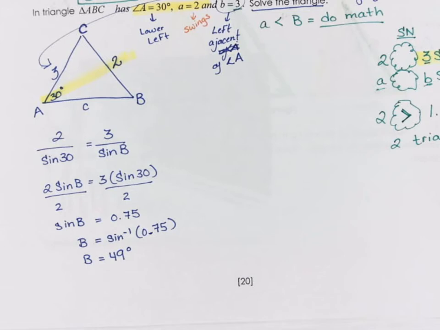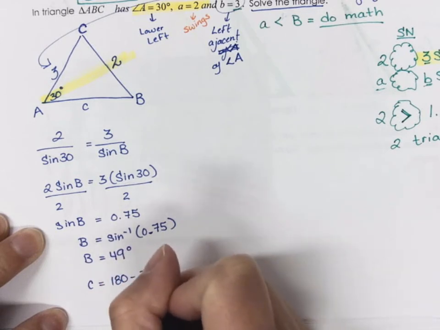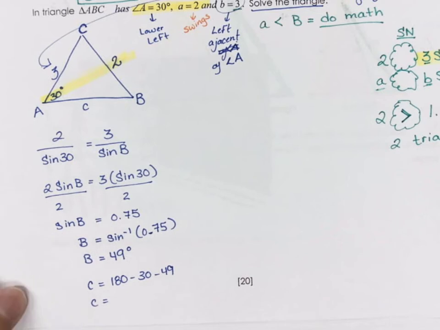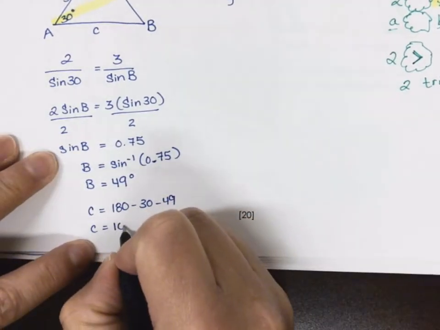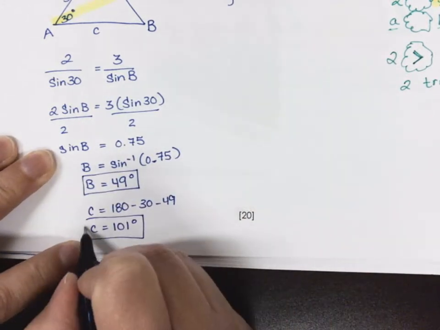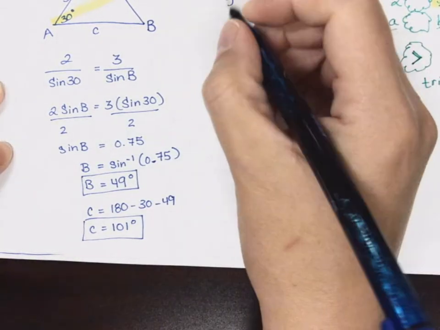What was our next step? We got to find C. So what's C? 180 minus 79, 101. So I've got B, and I have C. Okay, so notice that C is just like a subtraction. So, you know, that's nice. We didn't have to do a lot of math there. Now we're going to go find side C.